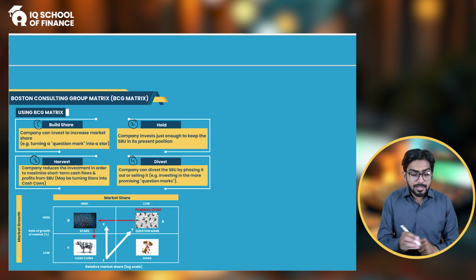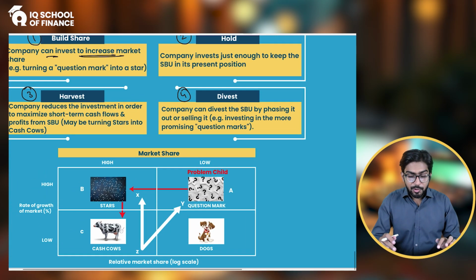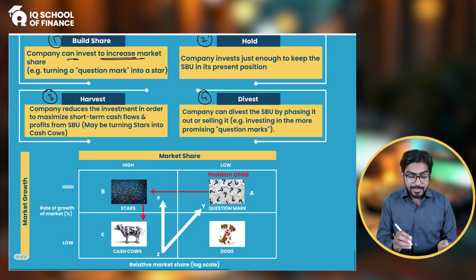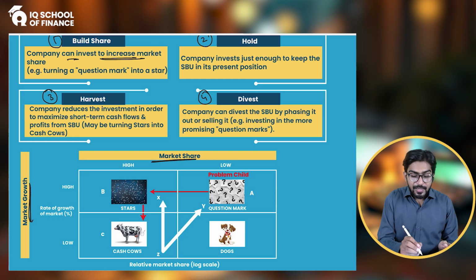So the build share means the company can invest to increase the market share. Just look at this diagram below. Let me zoom in for you to show what it does. It says that when you have market growth and market share, if the market share is high and market growth is also high, it is a star product.